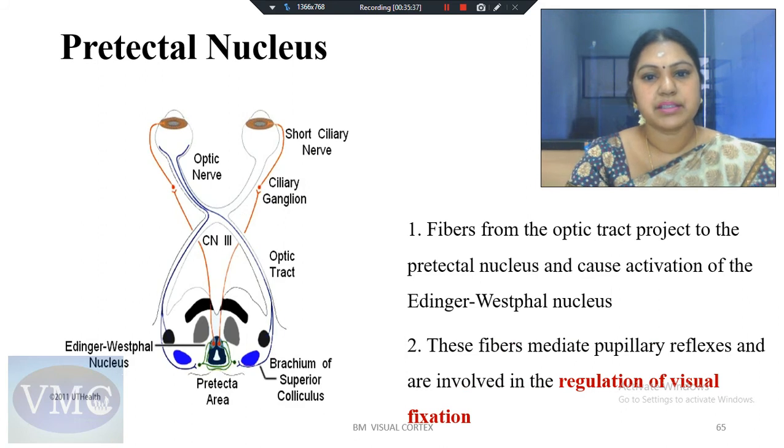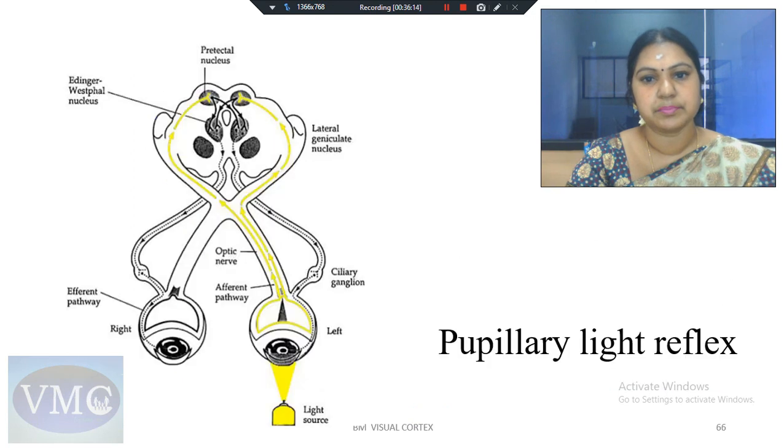Next, what we have is the pretectal nucleus. Fibers from the optic tract project to the pretectal nucleus and cause activation of the Edinger-Westphal nucleus. These fibers mediate pupillary reflexes and are involved in regulation of visual fixation. So you can see here the midbrain, you have the pretectal area, the superior colliculus is present, and you have the Edinger-Westphal nucleus which gets information and, through the third nerve, gives information to the ciliary ganglion and from there through the short ciliary nerves to your eye. So these are concerned with your light reflexes, which are dealt with in detail in some other class.